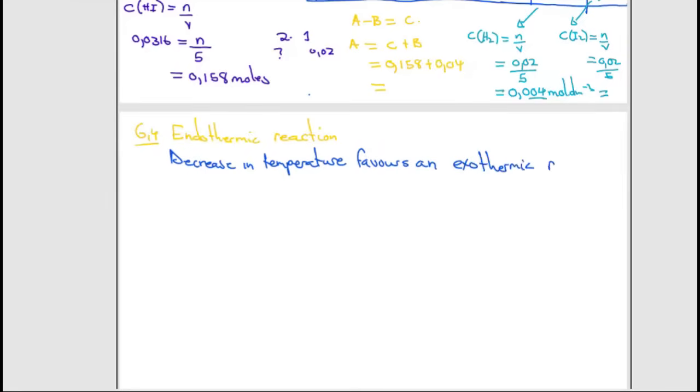Exothermic reaction, right? Okay, so this is our first bullet there. Then after that, we're going to say here, Kc decreases with an increase in temperature. Therefore, we can see that Kc decreases with a decrease in temperature. Okay, so this is what we're having there.